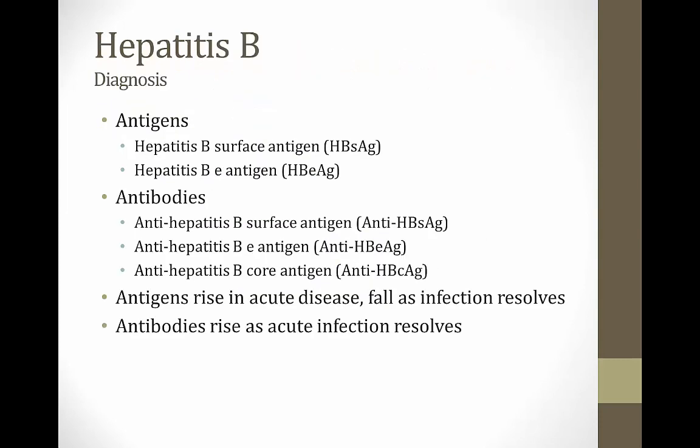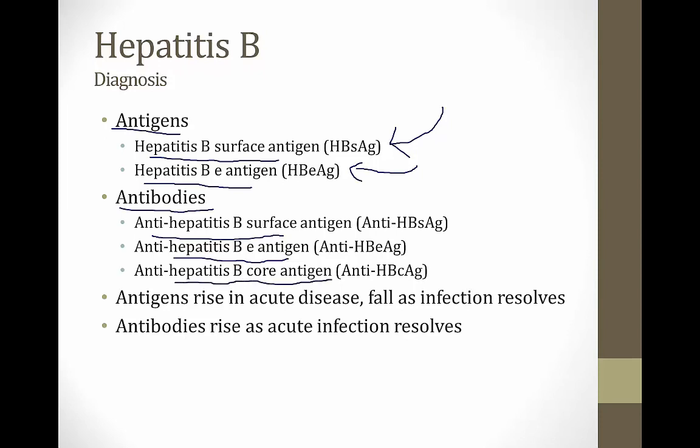Now let's talk about the diagnosis of hepatitis B. There are two antigens that can be detected in the plasma of patients infected with hepatitis B. The first one is called the hepatitis B surface antigen, and the second one is called the hepatitis B E antigen. Then there are three antibodies that can be detected in the plasma of patients infected with Hep B. The first one is anti-hepatitis B surface antigen, which is the antibody to this antigen. The second one is anti-hepatitis B E antigen, which is the antibody to this antigen. And then the third one is anti-hepatitis B core antigen.